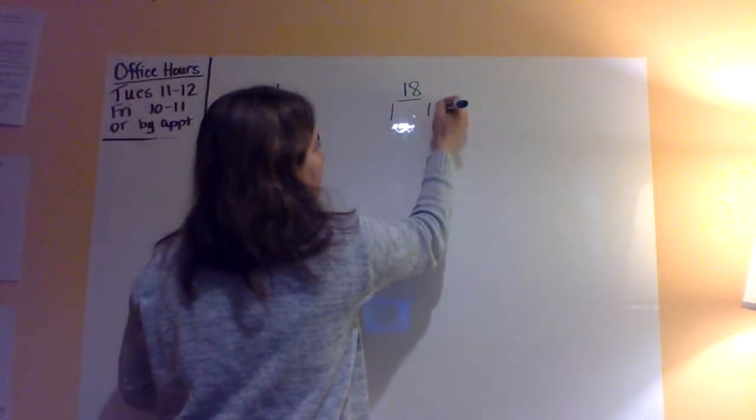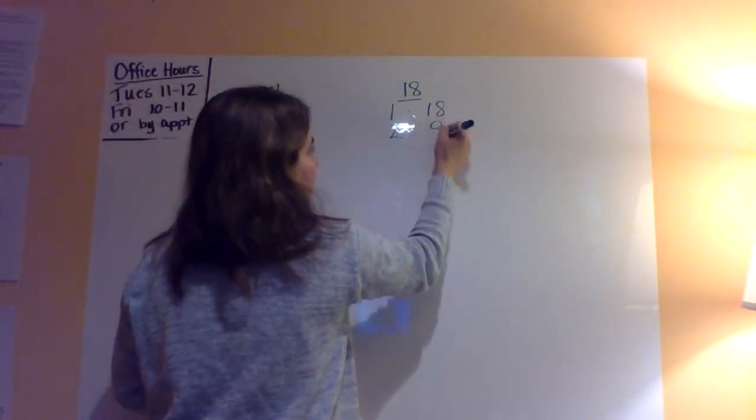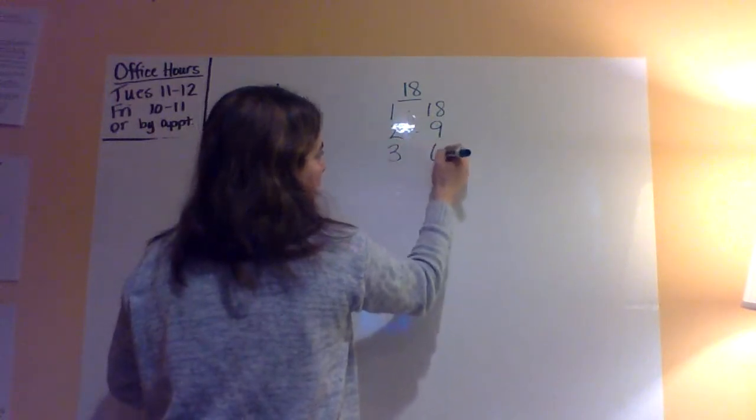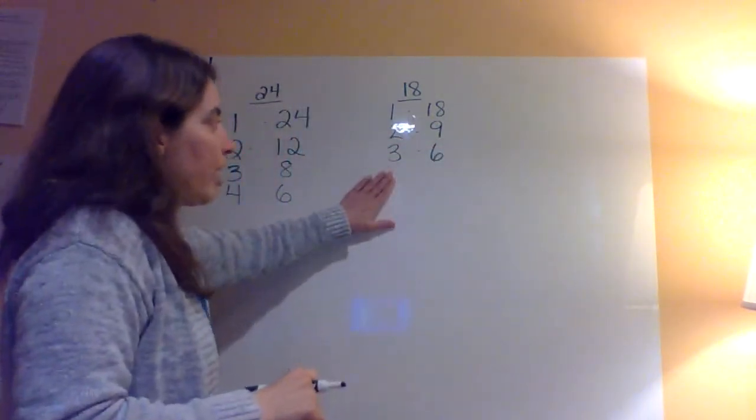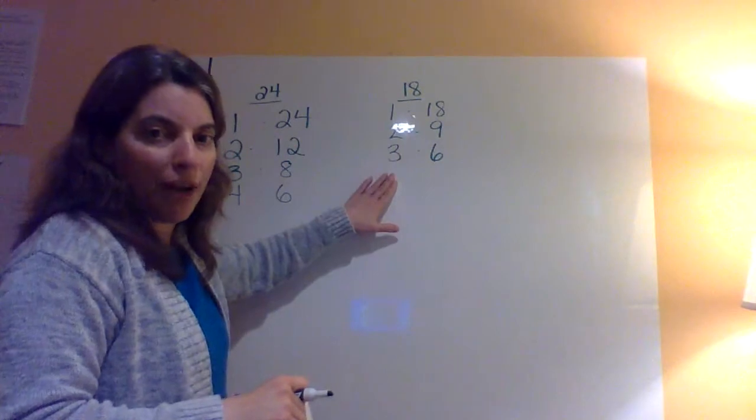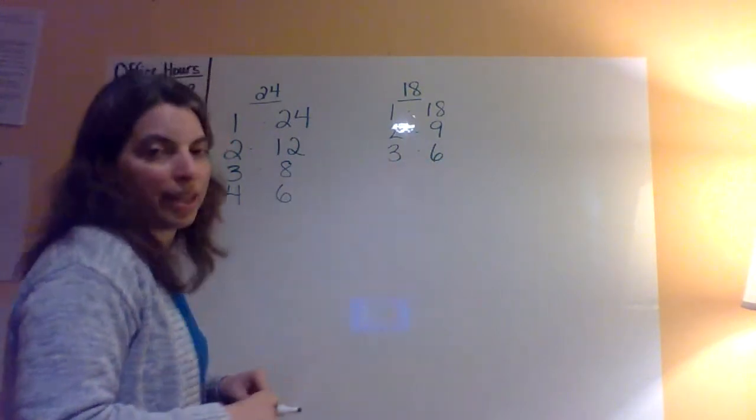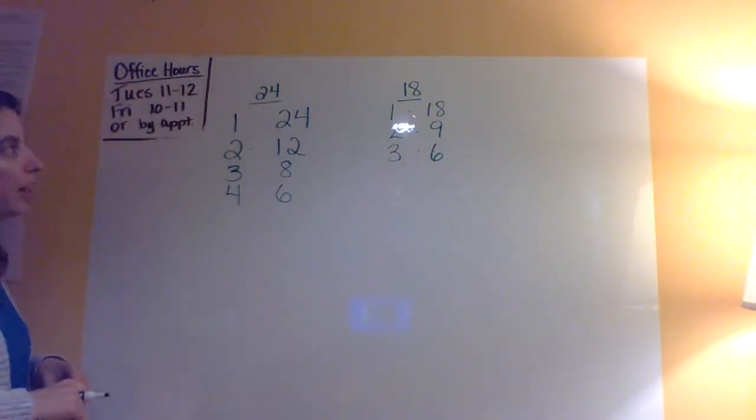Then the same idea for 18. Start with 1, 2 goes into 18. 3 goes into 18. If I do 18 divided by 4, I get a decimal. Same with 5. And I'm back to 6. So I have all of my factors here.